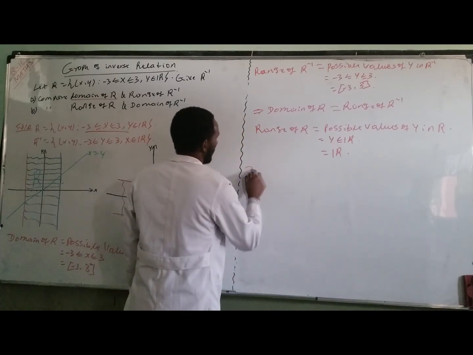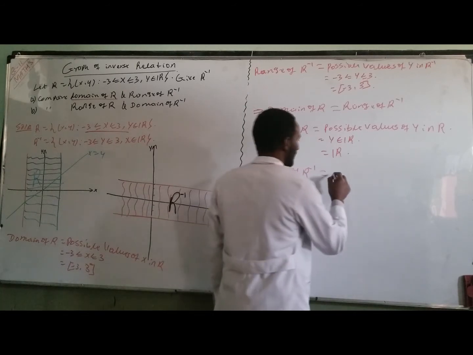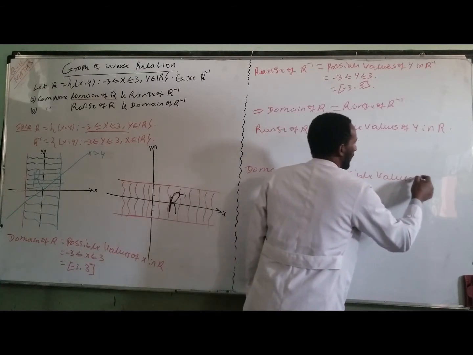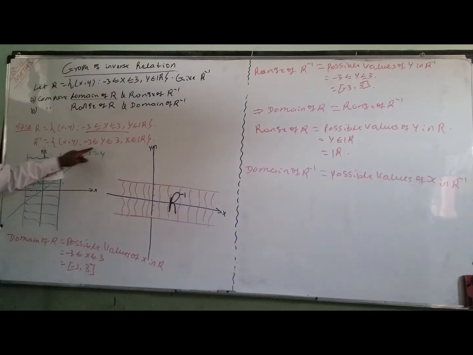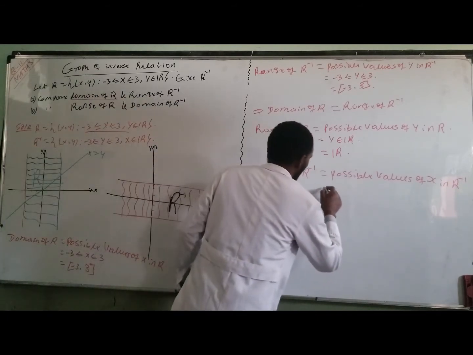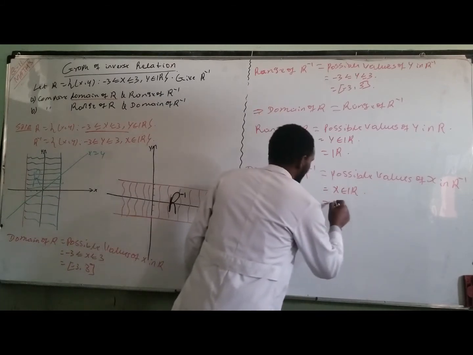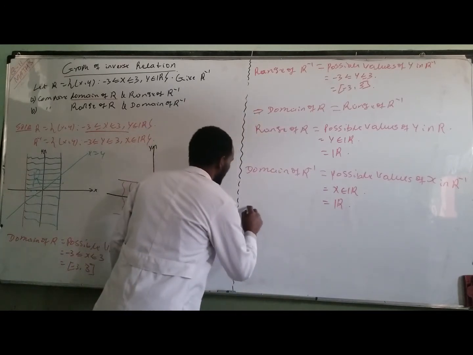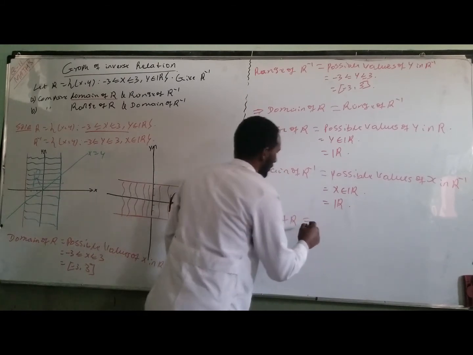Then the domain of R inverse. Domain of R inverse means the possible values of X in R inverse. Possible value of X in R inverse means it is also an element of real numbers. That means X is an element of real numbers in R inverse. Therefore, the range of R inverse is all real numbers. Therefore, we conclude that the range of R is equal with the domain of R inverse.